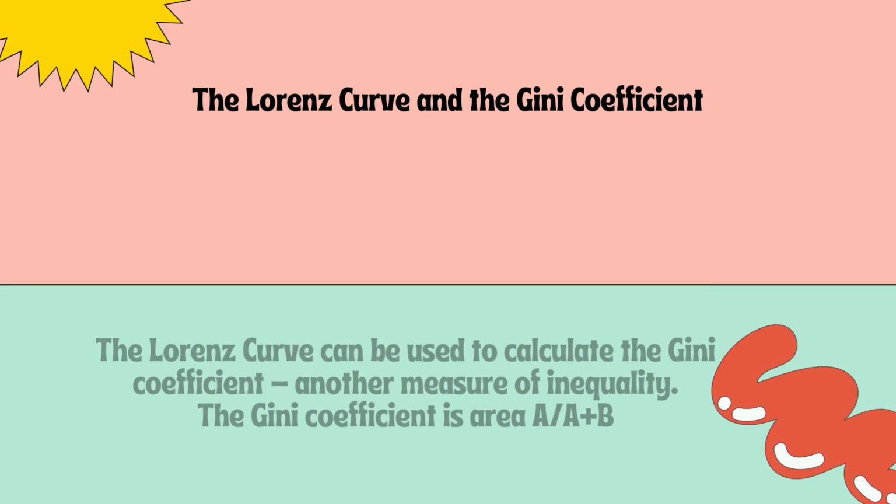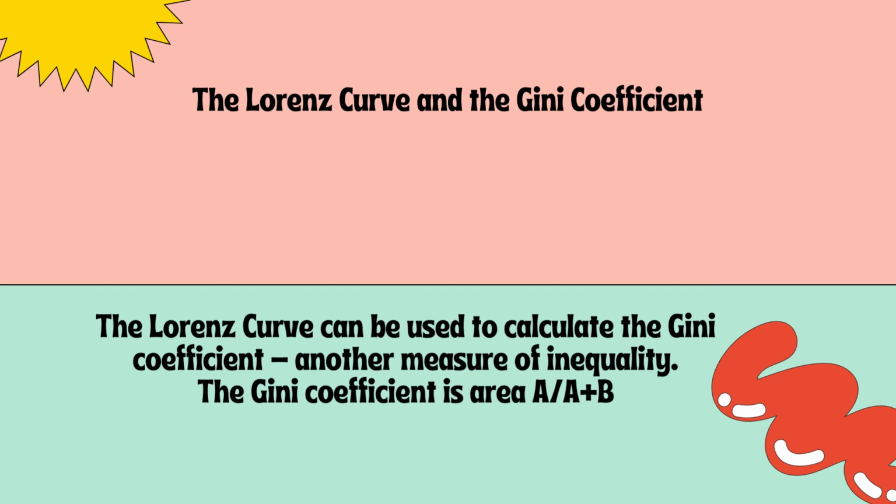The Lorenz curve and the Gini coefficient. The Lorenz curve can be used to calculate the Gini coefficient, another measure of inequality. The Gini coefficient is area A plus B.